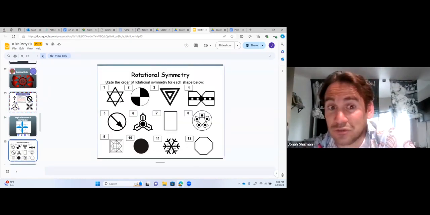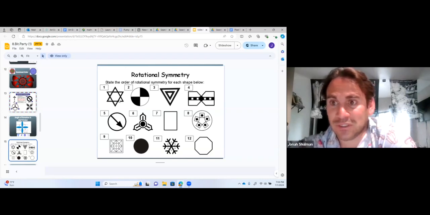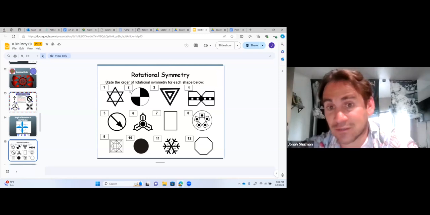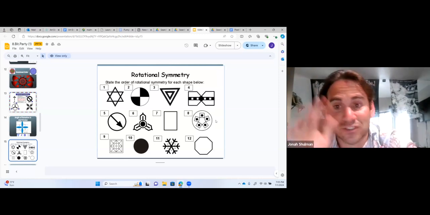Obviously, I started with the Jewish star. I always talk to my students about being Jewish. I know that's always a hot button issue, but I'm not ashamed of who I am and where I came from. So this has 1, 2, 3, 4, 5, 6, so it's every 60 degrees it matches. This is 1, 2, 3, 4, 5, so 360 divided by 5, that's every 72 degrees it matches.